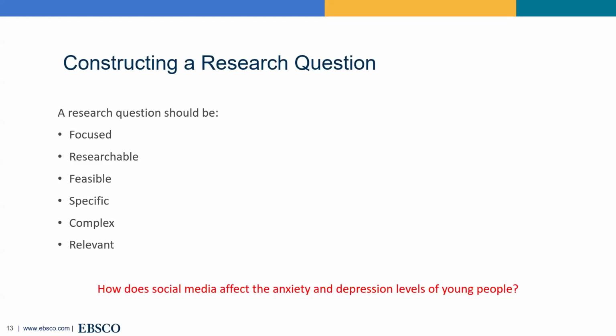So I have a sample question here. How does social media affect the anxiety and depression levels of young people? And I need to think also about what words are my keywords. What words am I going to type in when I do my search? And here I've put in boldface the search terms that I think would work well. Now, this is by no means a perfect research question. As you can see from the list of characteristics a perfect research question should have, things like being focused and specific, young people is probably a little bit vague.